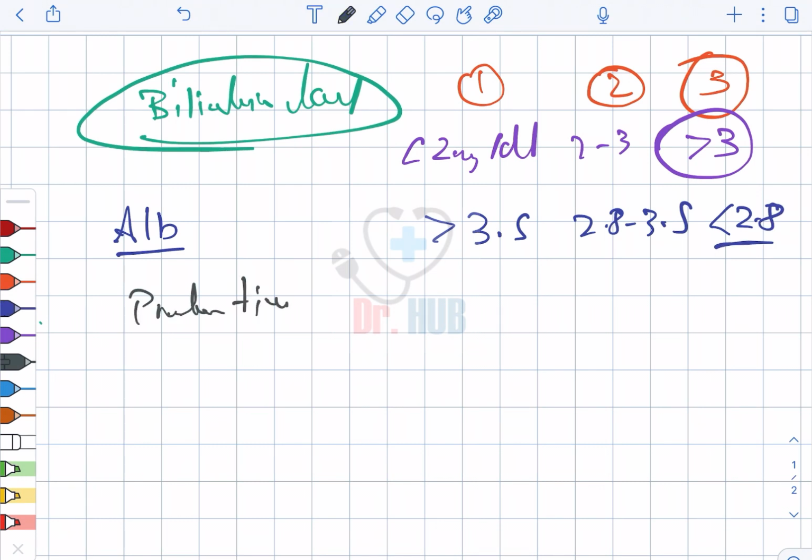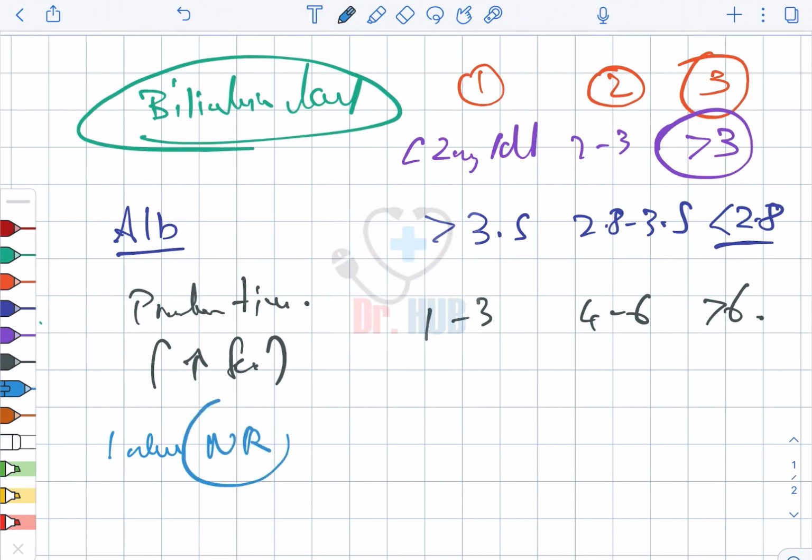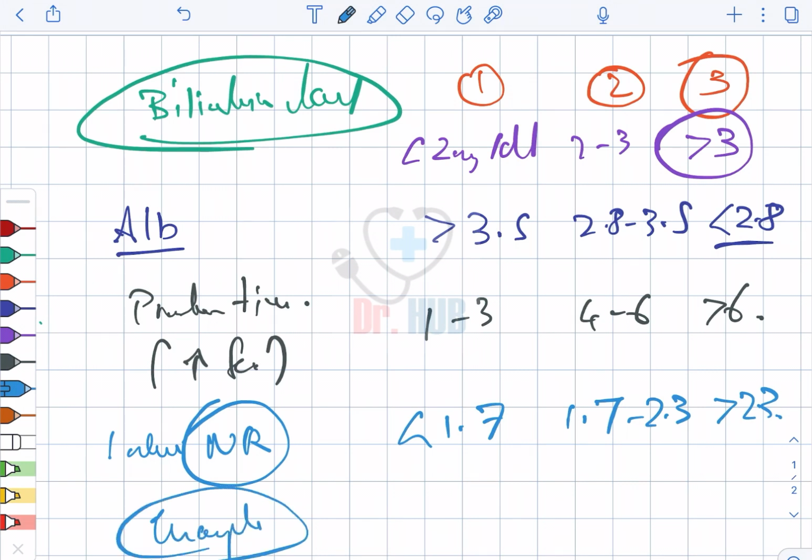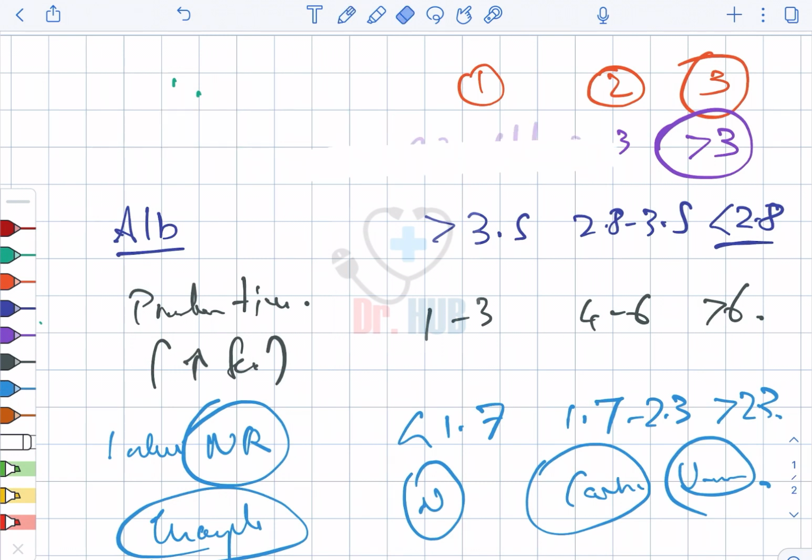Next, looking at the prothrombin time, which is the increase in seconds. An increase of 1 to 3 scores 1 point, 4 to 6 scores 2 points, and greater than 6 scores 3 points. Next comes the international normalized ratio: less than 1.7 scores 1, 1.7 to 2.3 scores 2, and greater than 2.3 scores 3. Next, encephalopathy: none is 1 point, controlled is 2 points, and uncontrolled is 3 points.